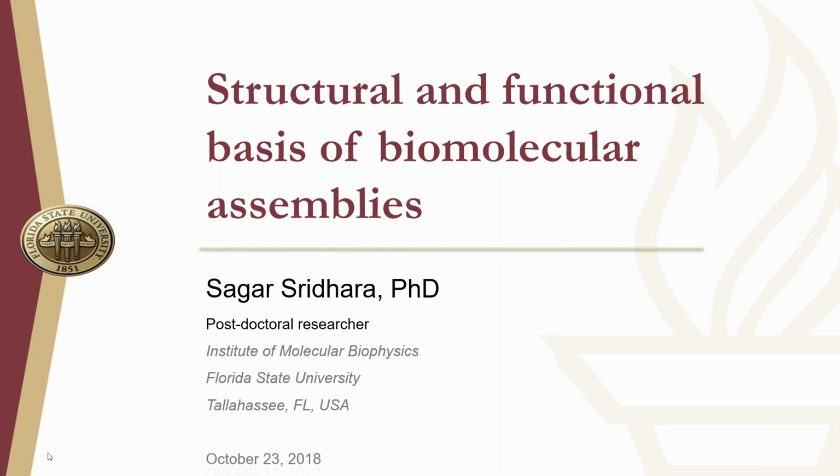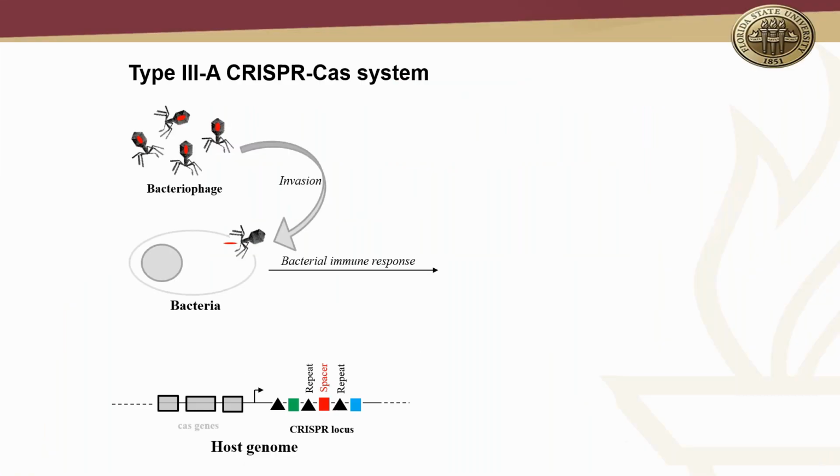I would like to give you a brief overview of the projects that I'm currently working on and also the projects that I have previously worked on. Currently I'm working on one of the types of CRISPR-Cas systems called the type 3 CRISPR-Cas system, a characteristic feature of bacterial immunity.